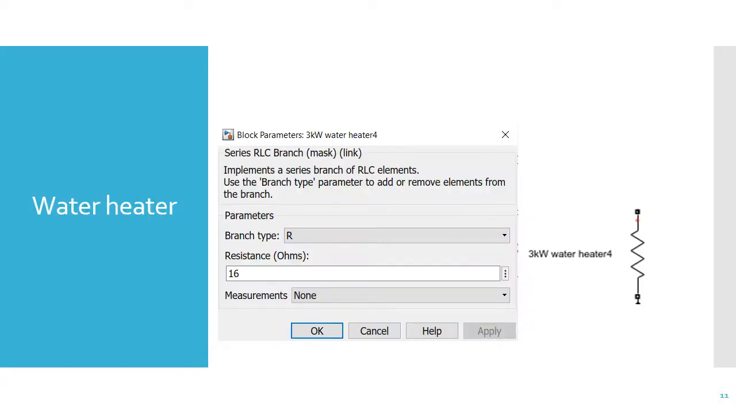Now we will talk about the loads. To simulate a water heater with a 3 kilowatt consumption, we will represent the water heater as a simple resistance, and since we know that power is voltage squared over resistance, and the nominal voltage is 220 volts, we'll use a resistance of 16 ohms to have 3 kilowatts power consumption.